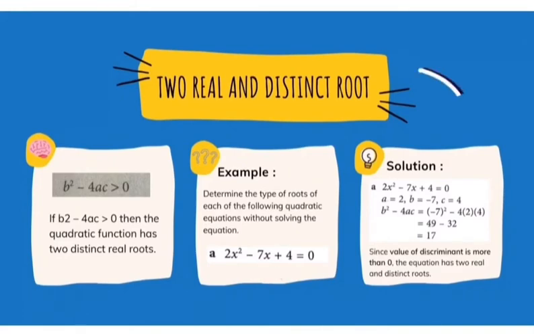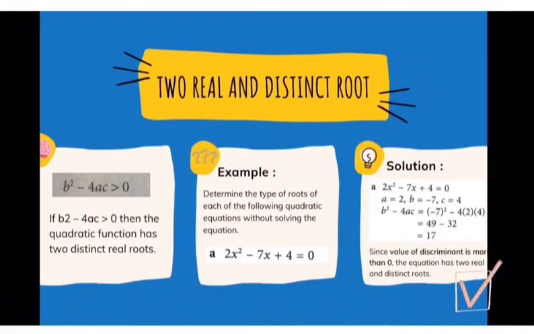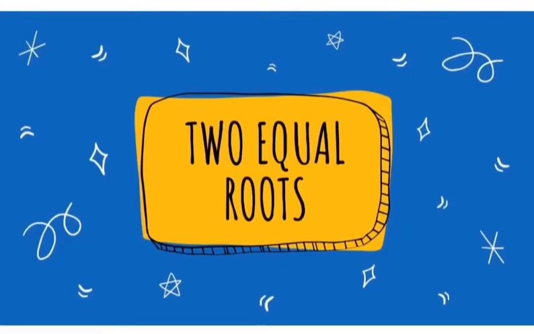We can see in the solution, from solving the equation, we will get 17. This shows that the value of discriminant is more than 0. Hence, the equation has two real and distinct roots. Next, we have two equal roots.